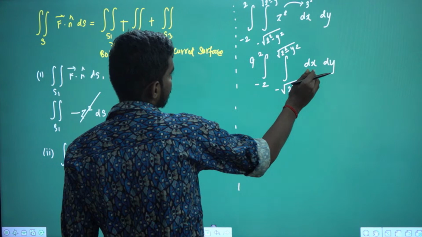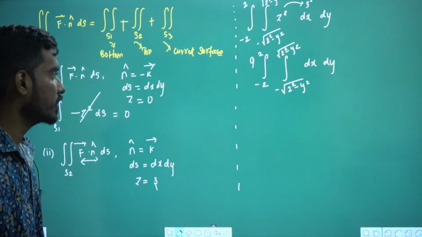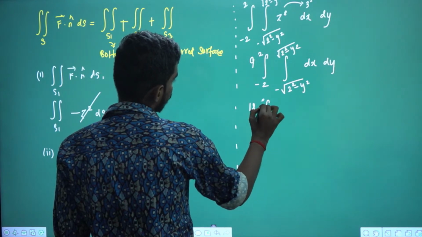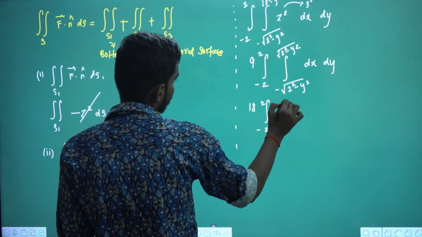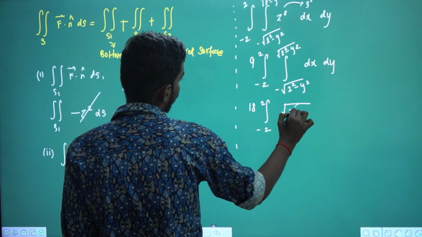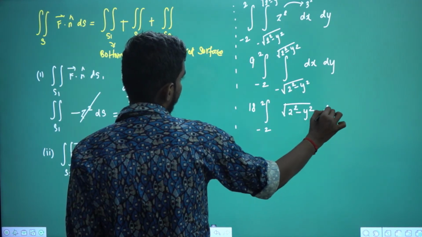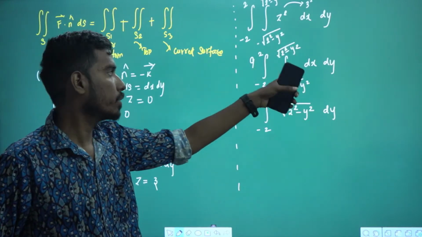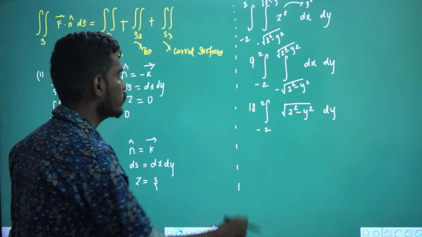So with respect to x, again constant function, even function. So take the 2 outside. So 2 times minus 2 to 2. Integration of dx is x, upper limit minus lower limit. So it will be 2 times root of 2 square minus y square dy.